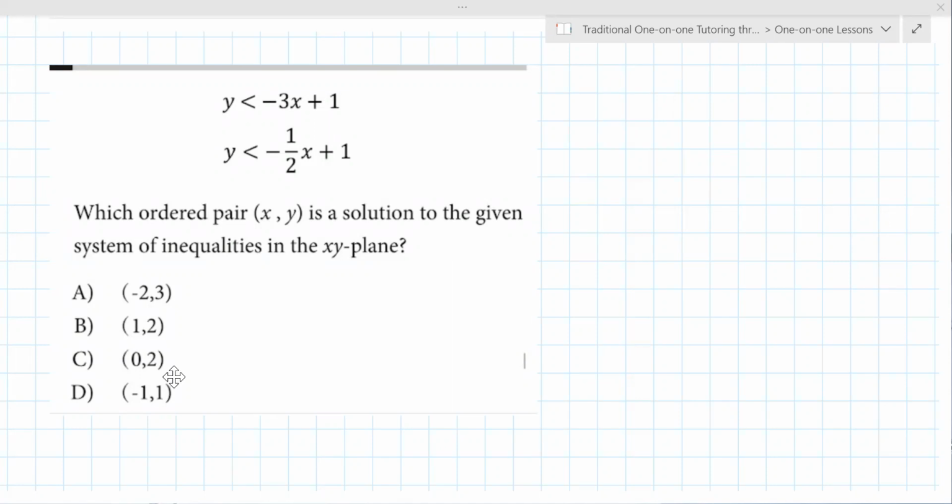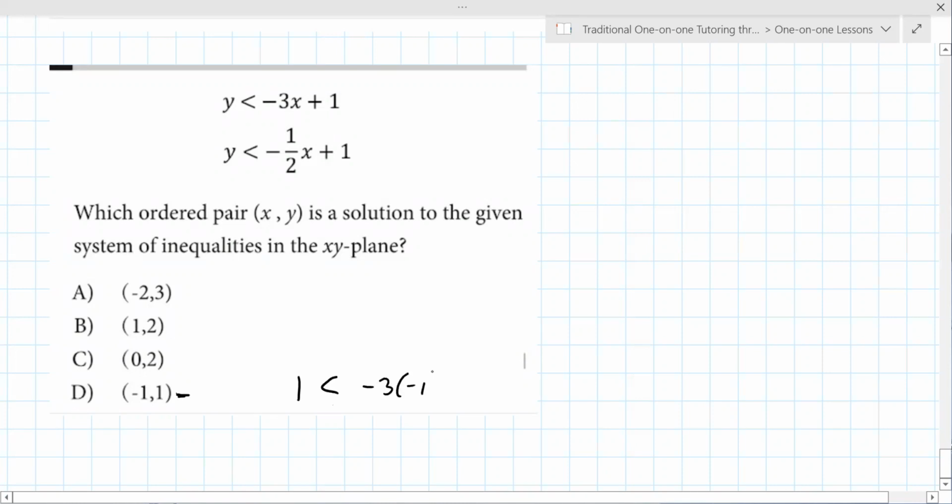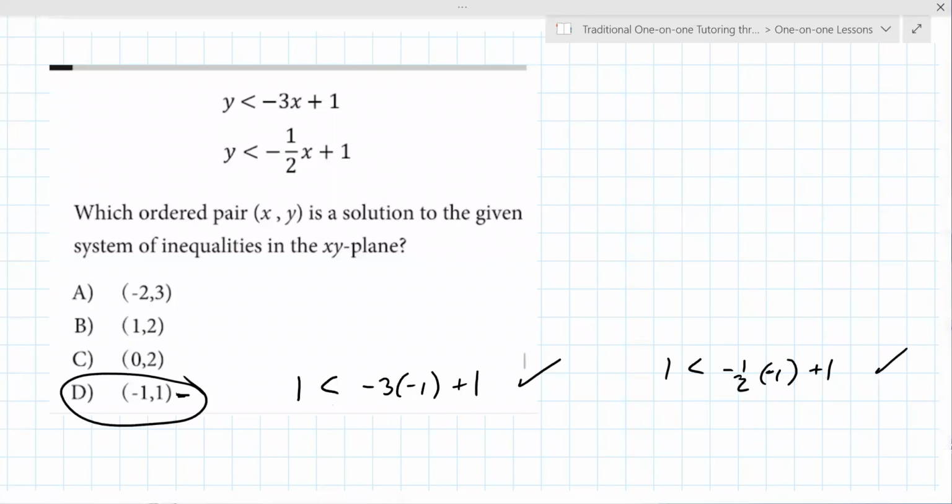Is it letter D? You're going with D, so let me check that. Let's go with the first one. Is 1 less than -3 times -1 plus 1? And that is true. And then it has to work for the second one. Is 1 less than -1/2 times -1 plus 1? And that is also true. Yeah, very good. So not too bad. I mean, it does take a little bit more time. I guess we haven't talked about that, but I'll maybe save that for the last 5 minutes.